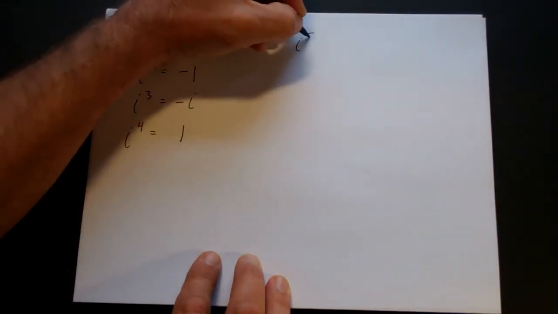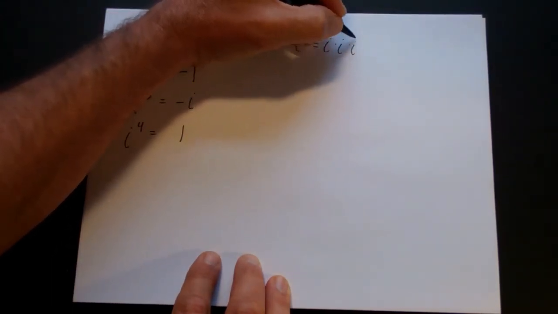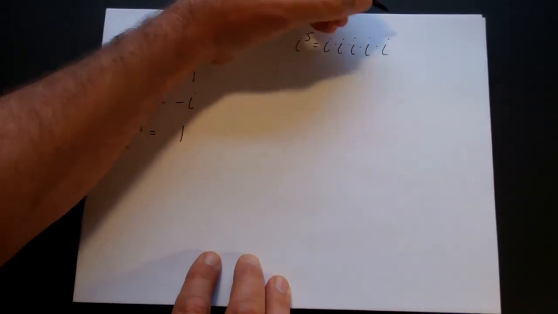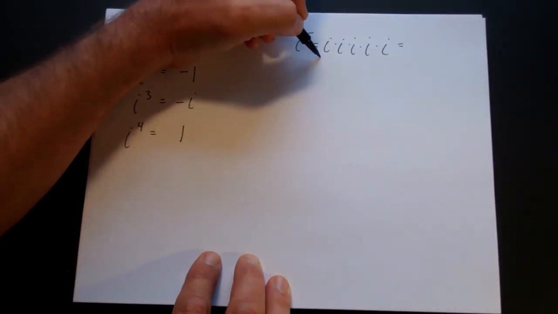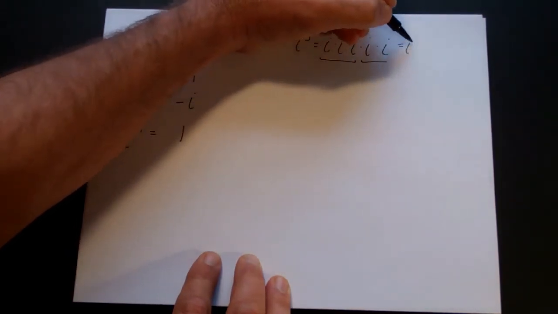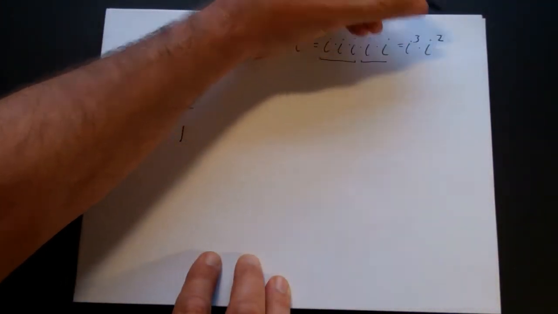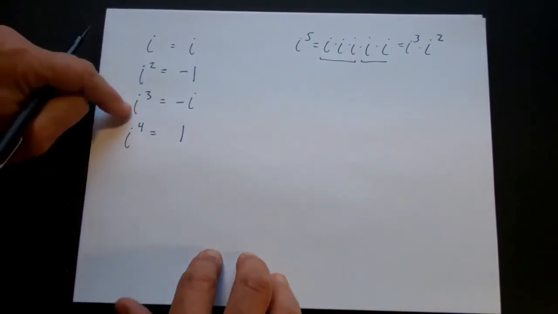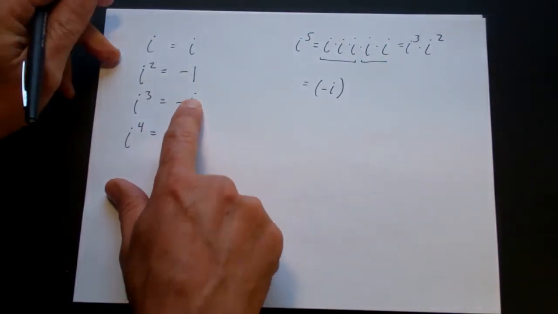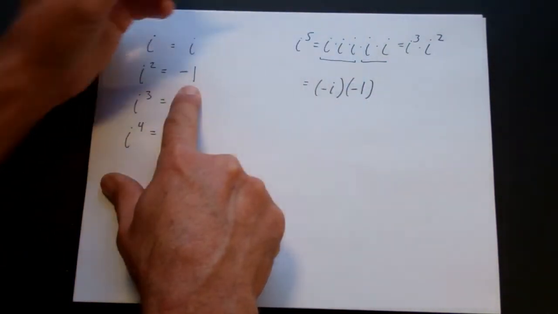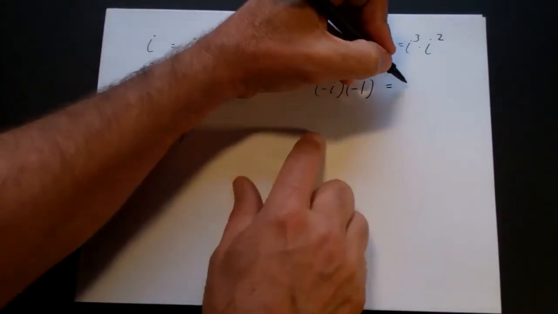If you think about I to the fifth, that is I times I times I times I times I: 1, 2, 3, 4, 5 I's. Or, probably an easier way to say that, would be I to the third times I squared. I to the third is minus I, and I squared is minus 1. A negative times a negative is a positive, and I times 1 is 1I, or just I.